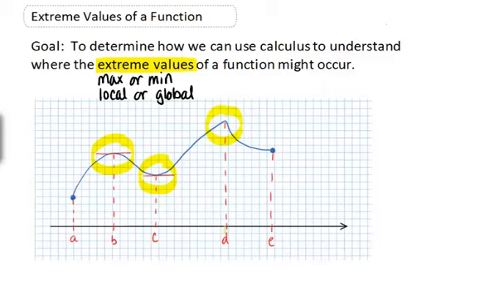And also, we always need to include endpoints as long as they're closed. If our endpoints are closed, they can also be maximum or minimum values. In this case, we have a minimum at E, and in this case, we have a minimum at A.